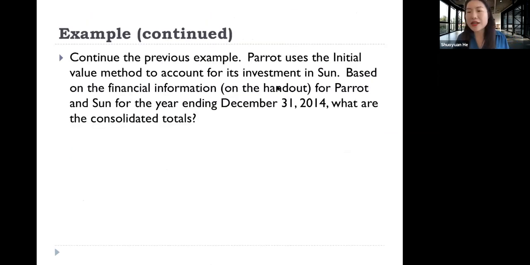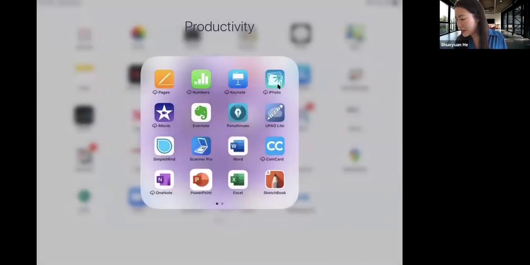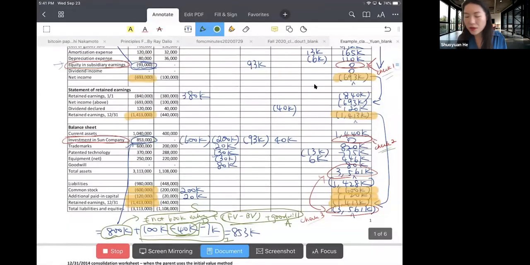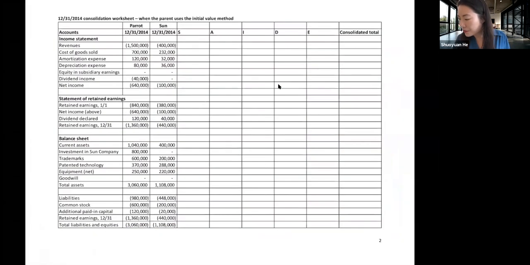And then let's just continue to look at this example. If the parent used the initial value method in the year of acquisition, how would the consolidated total numbers be? So let's look at the second page of the worksheet. This second page is in the year of acquisition, and the parent uses the initial value method.